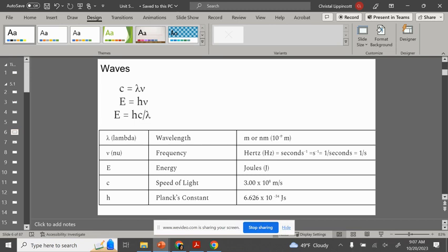E is energy. We measure that in joules. And then this, it looks like a V. It's actually kind of a V with a curved side here. It's a Greek symbol nu, N-U, and that is what we use to represent frequency. Frequency is either hertz or 1/seconds.